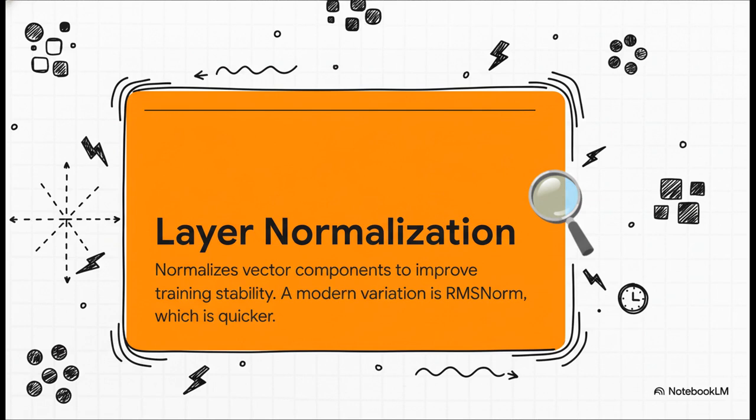This one little change keeps everything from going haywire and makes training dramatically better. There's a newer, even faster version called RMS norm that you'll see a lot, but the core idea is the same. You gotta tame those numbers.